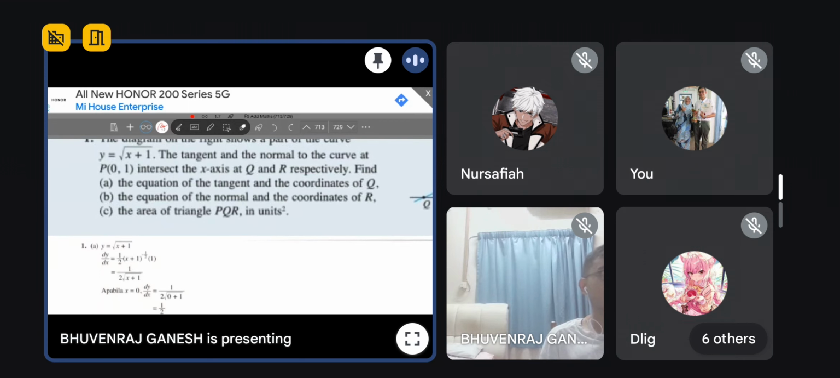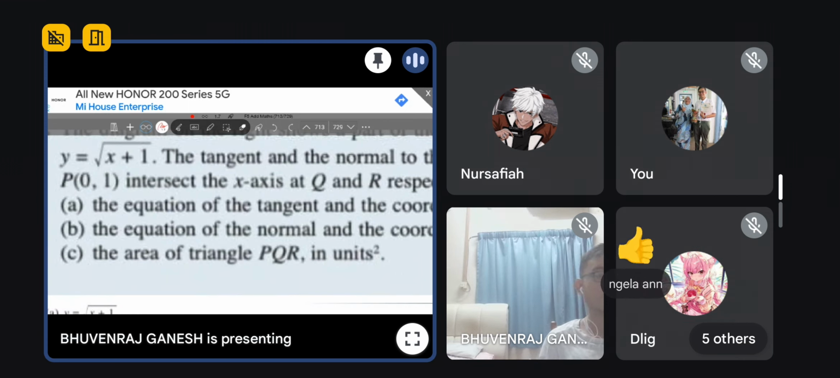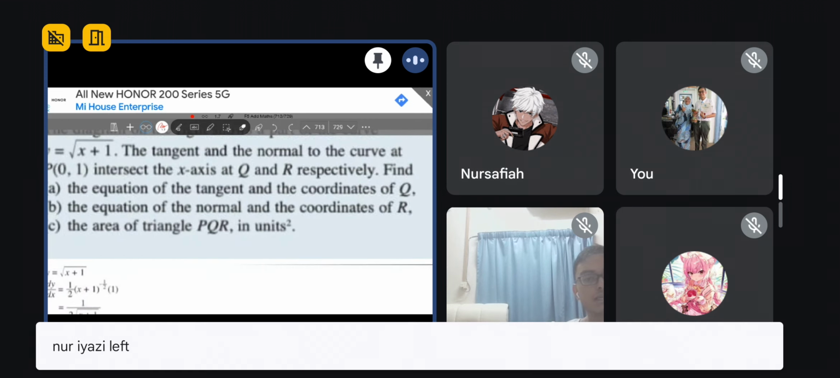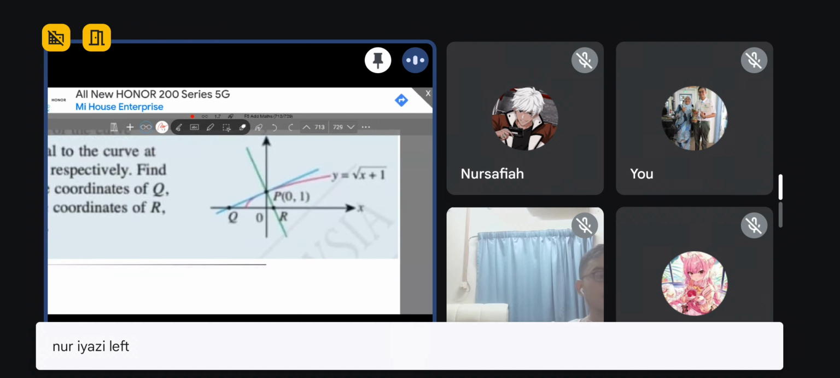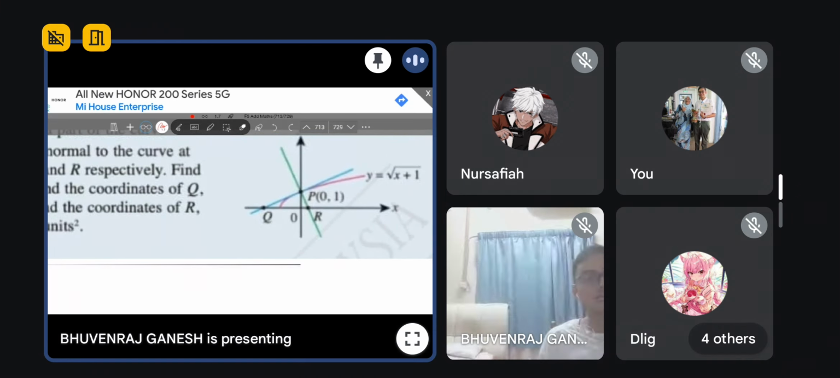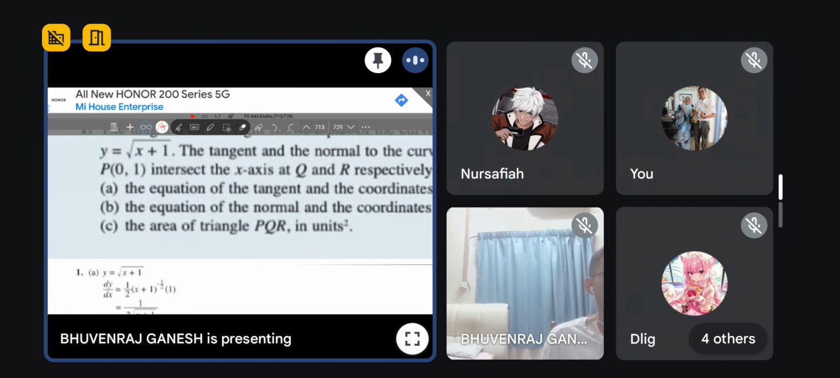Okay guys, so we will learn differentiation today, revision lah. So the first question, ini soalan pertama kamu. They say that you have a curve, kamu ada satu lengkung. Persamaan lengkung dia adalah y sama dengan punca kuasa 2, x tambah 1. Y equals square root of x plus 1. That's the first thing.